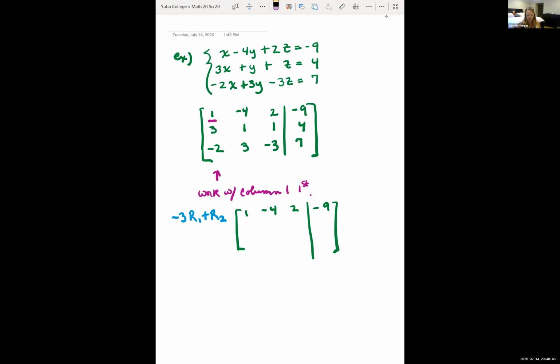So -3 plus 3 gives me 0. And that was the whole point of doing that. -3 times -4 is a positive 12. 12 plus 1 is 13. -3 times 2 is -6. -6 plus 1 is -5. -3 times -9 is 27. 27 plus 4 is 31.